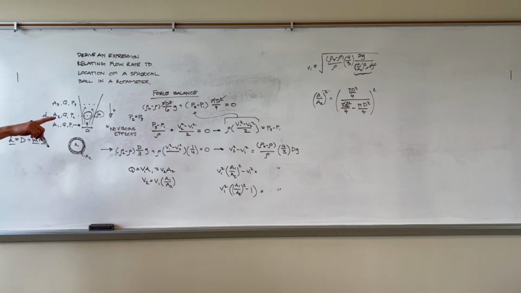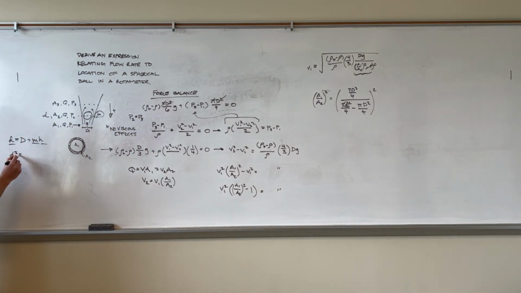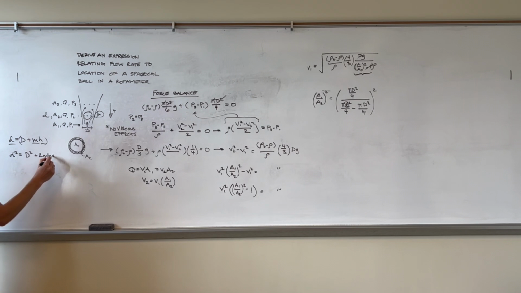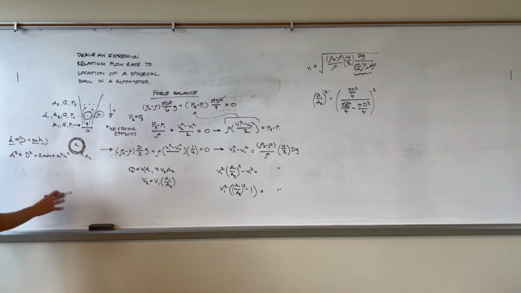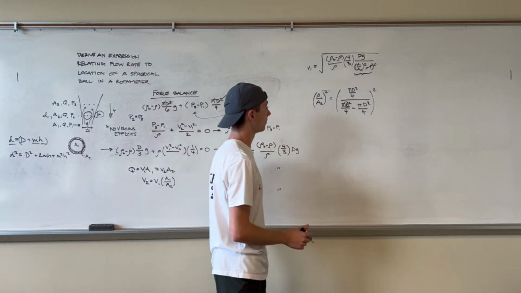Okay, so we have d squared in that expression. So d squared is going to be this quantity squared, right? Which is just D squared plus 2mhD plus m squared h squared, right? Okay, so let's take this and plug it over here.